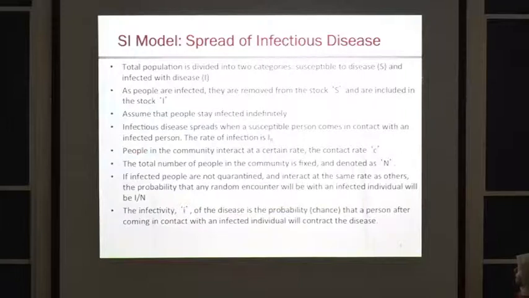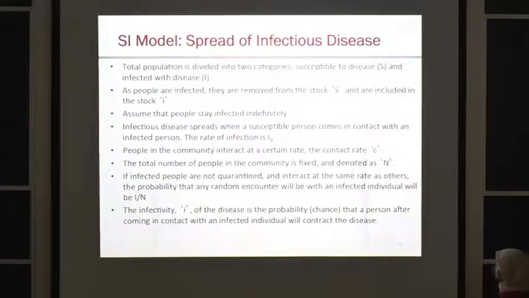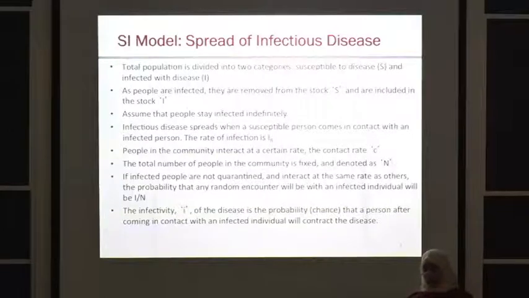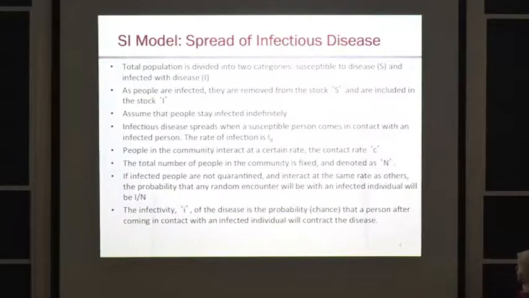Okay, people in the community interact at a certain rate, and that contact rate is C. Okay, so on average, a school-going kid will come in contact with 30 kids per day, kind of a thing, right? Or a person who is going out and working in their office, depending on the size of their office and how many co-workers they have, you can get a sense of how many people you come in contact with in your daily life. So that's a representation of this contact rate.